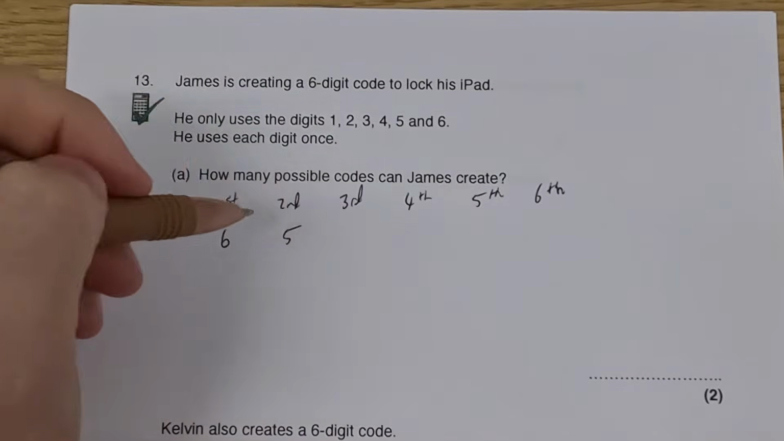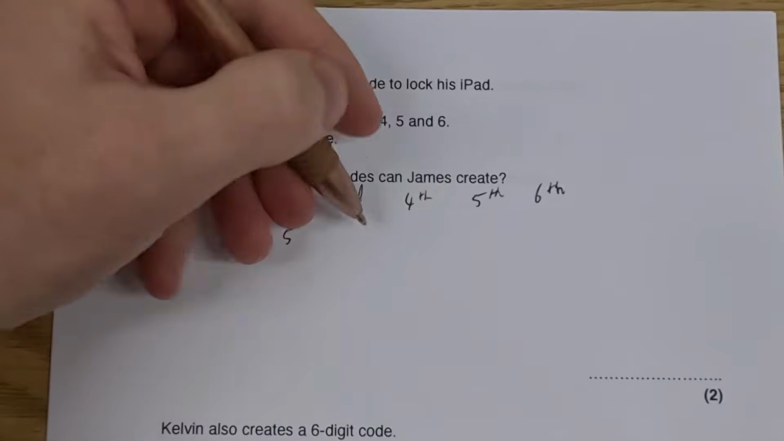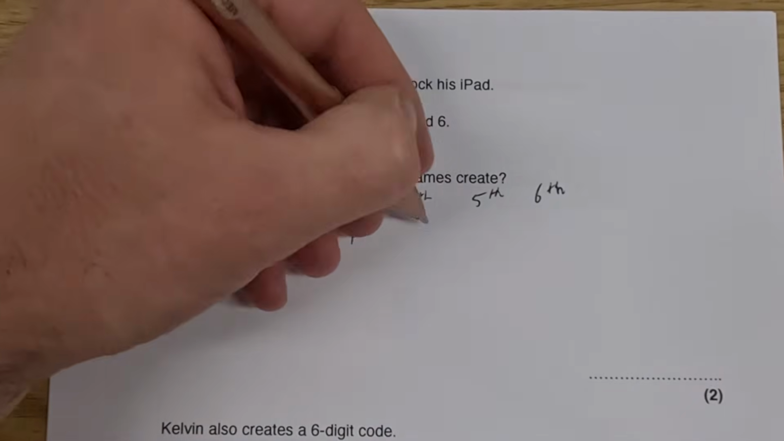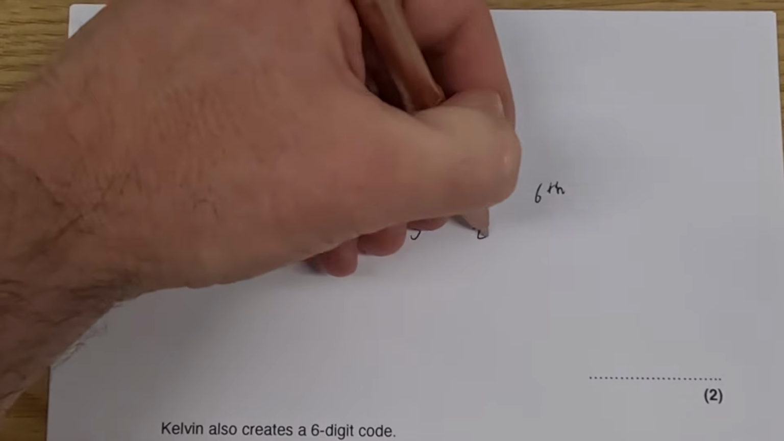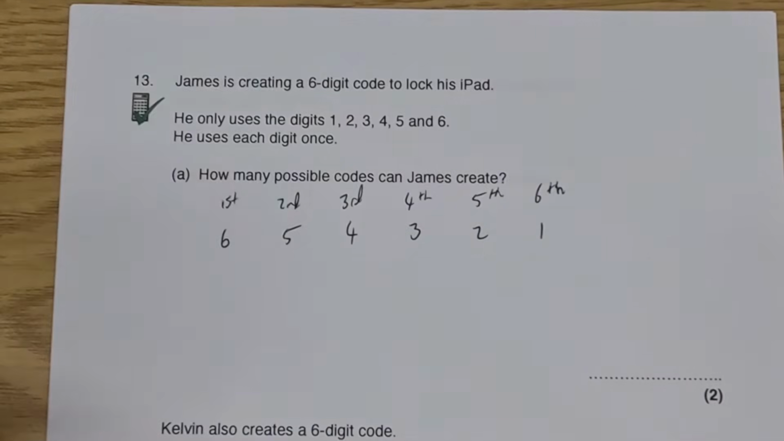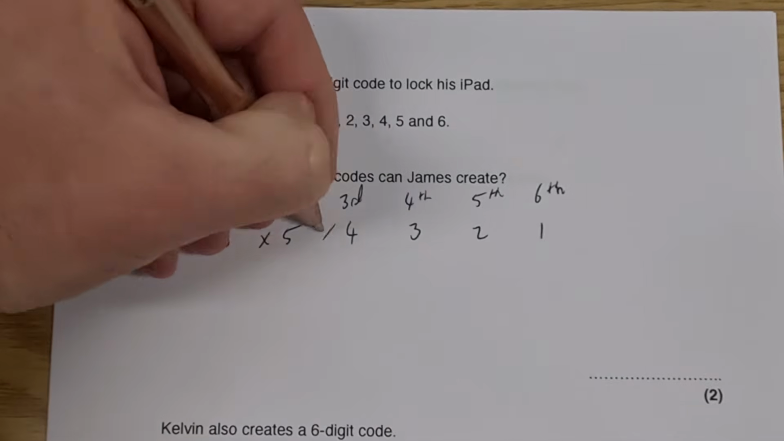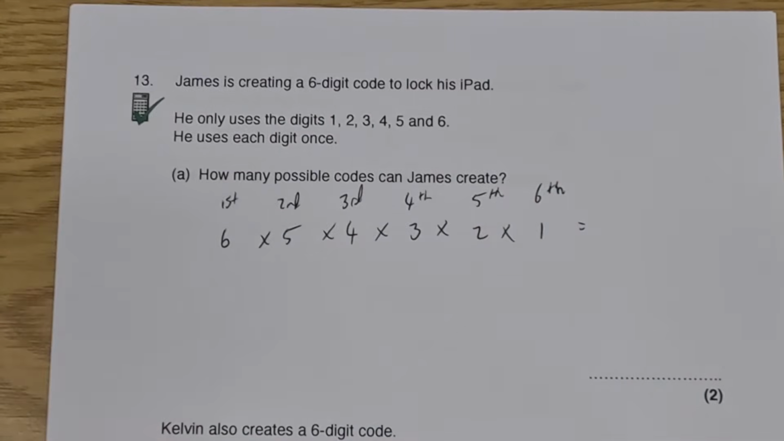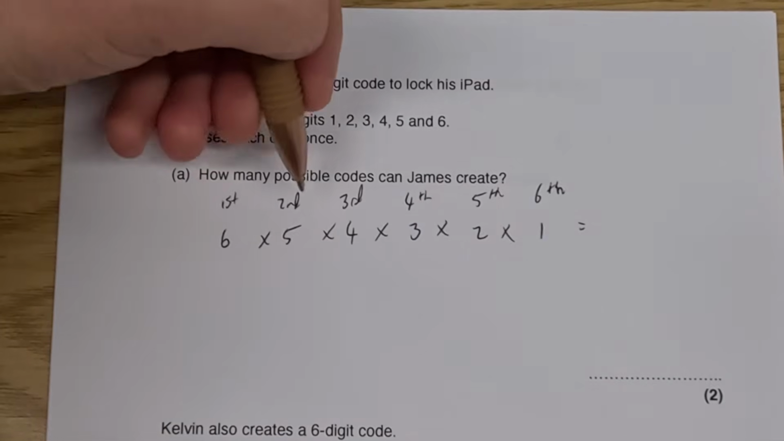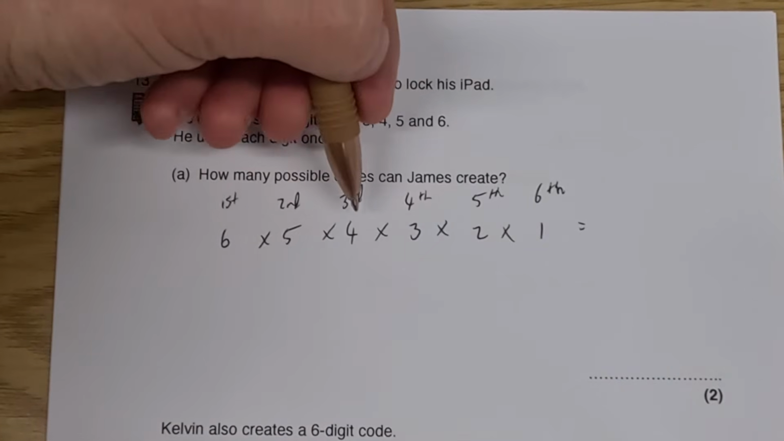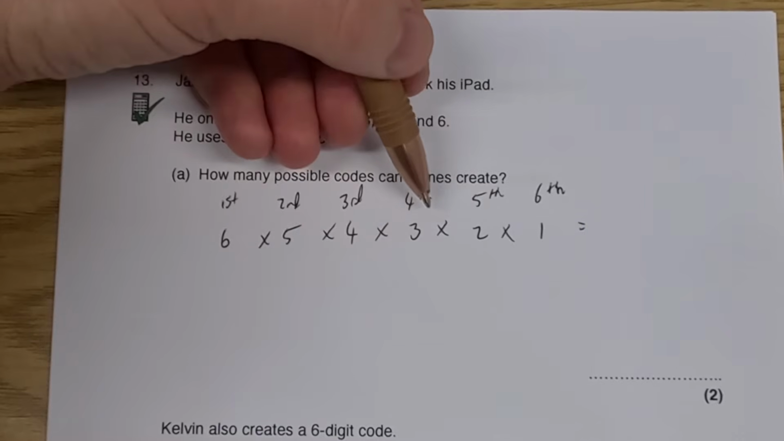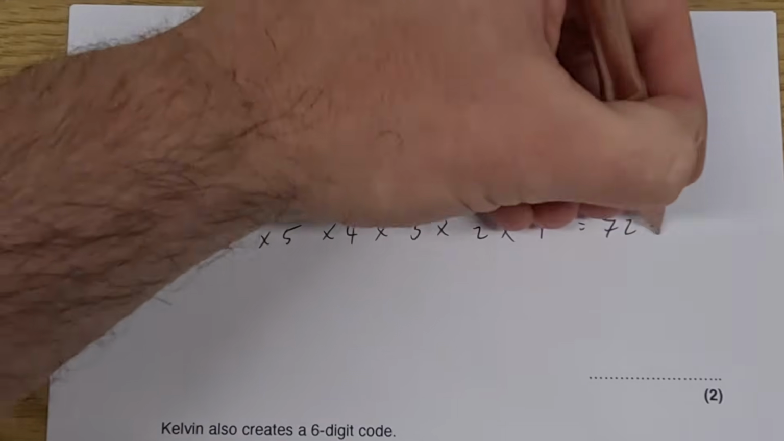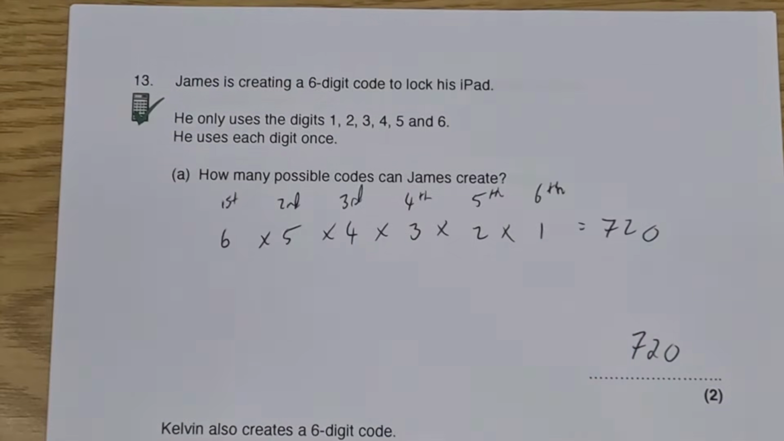In terms of the third digit, well, he's picked 2 of them now, so that means there'd only be 4 left to choose from. The fourth digit, he's chosen 3 of them, so there'd only be 3 left. Then for the fifth digit, there'd be 2 left, and for the last digit, there'd only be 1 option left. And then if we do 6 times 5 times 4 times 3 times 2 times 1, that'll tell us how many different possible codes James can create. And when we do 6 times 5, that's 30, times 4 is 120, times 3 is equal to 360, times 2 is 720, and then times 1 is 720. So that means there's 720 possible codes that James could choose from.